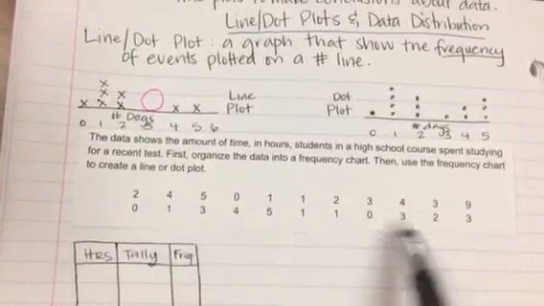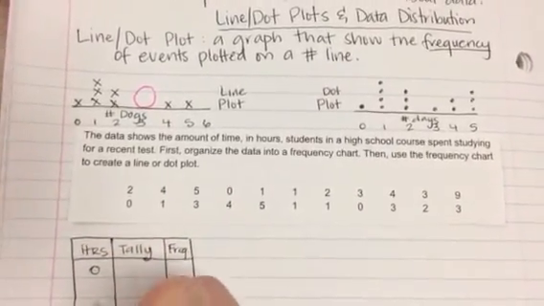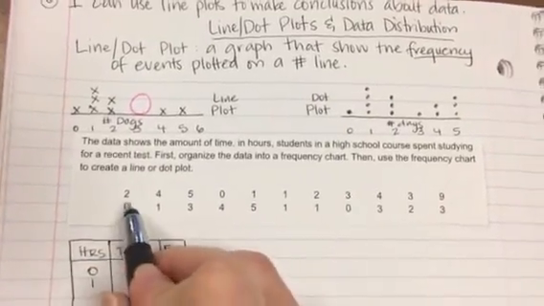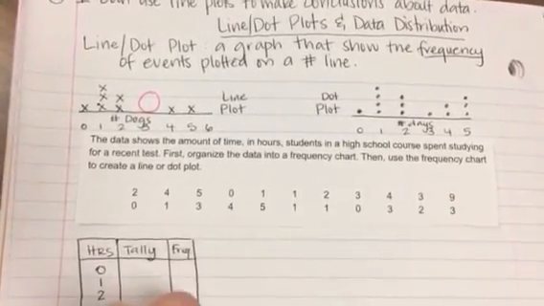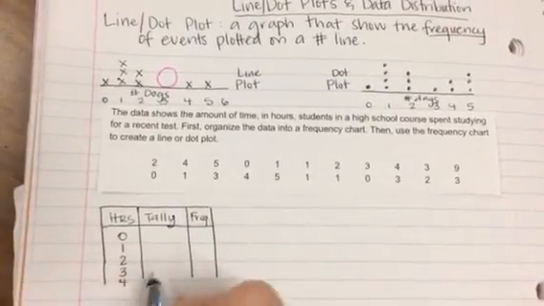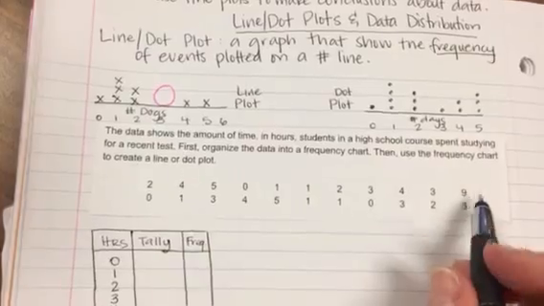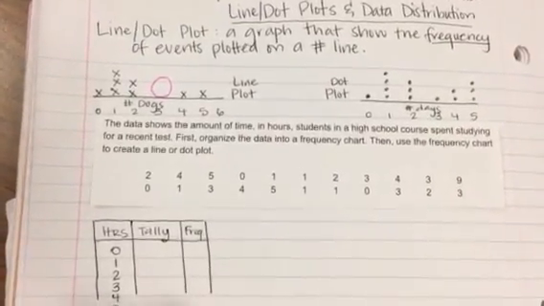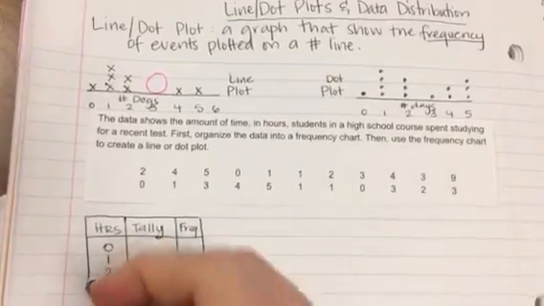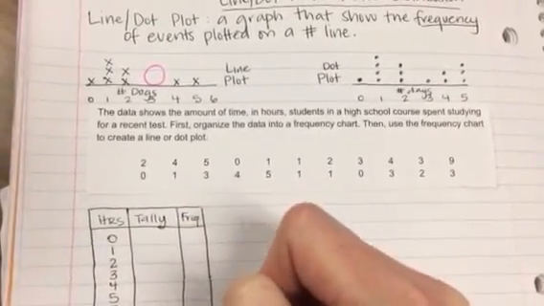So when I look at my numbers, obviously the first number is going to be 0. And then the next number is going to be 1, and then 2, and then I have a 3, and then I have a 4. I have a 5. I don't have any 6s. I don't have any 7s. I don't have any 8s, but then I have a 9. So this looks like the setup for my frequency chart.